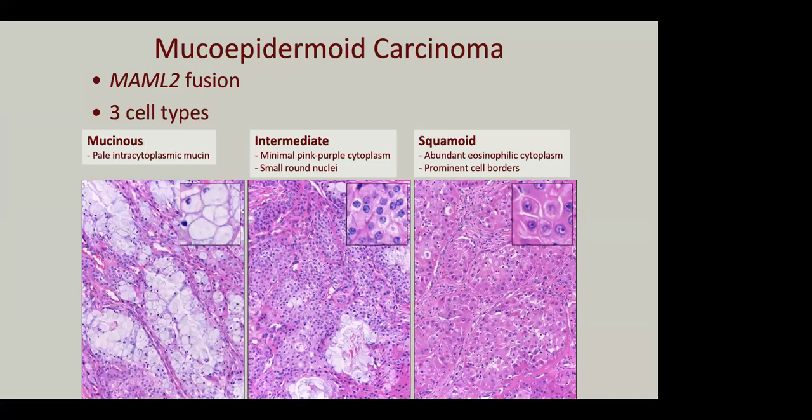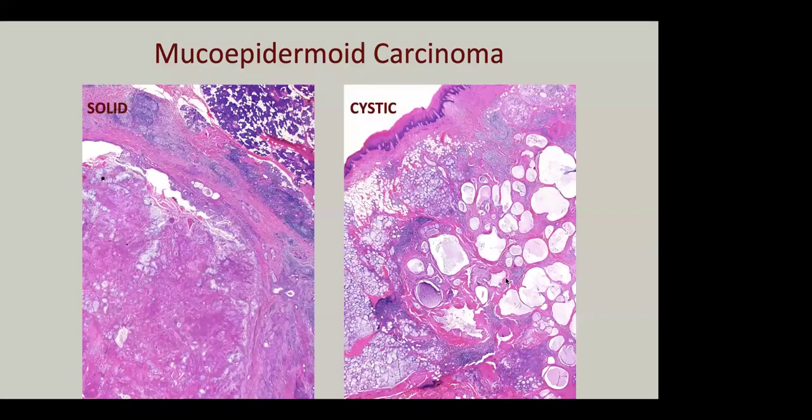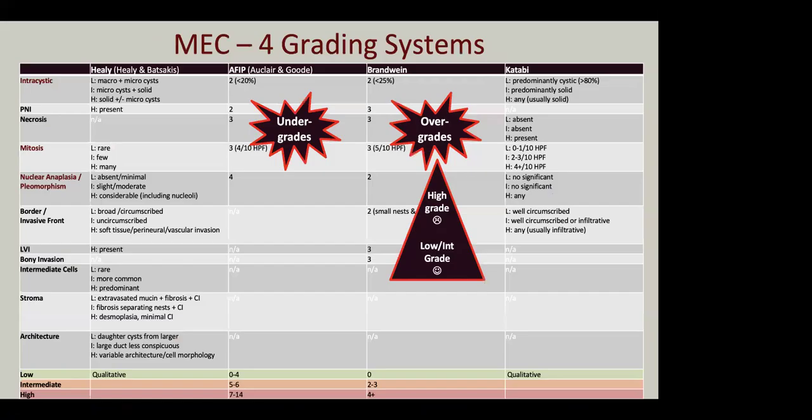So let's go through them. Mucoep, your mucinous cells on the left, your intermediate cells in the center. These are very bland, nondescript, but these are often the most common cells you're going to see in mucoep. And then occasionally you'll see squamoid cells on the right. They can be solid or cystic. You should grade them, usually we use the Brandwein grading system, in which case a low or intermediate Brandwein grade is generally biologically indolent, but a high Brandwein grade is probably biologically high grade.